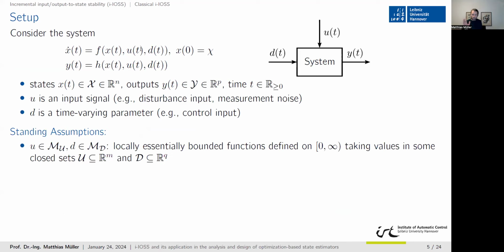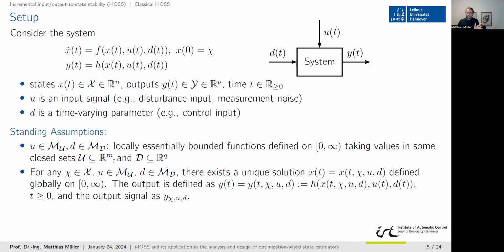So the standing assumptions are the standard ones, right? So u and d are locally essentially bounded functions defined on this open interval from 0 to infinity, and taking values in some closed sets U and D, which are subsets of R^m and R^q respectively. And for simplicity, we assume that the system is forward complete, for any input signals u and d. This is just a technical condition, and we can also extend everything to the maximal interval of existence, but this would complicate notation, so I don't do it here.